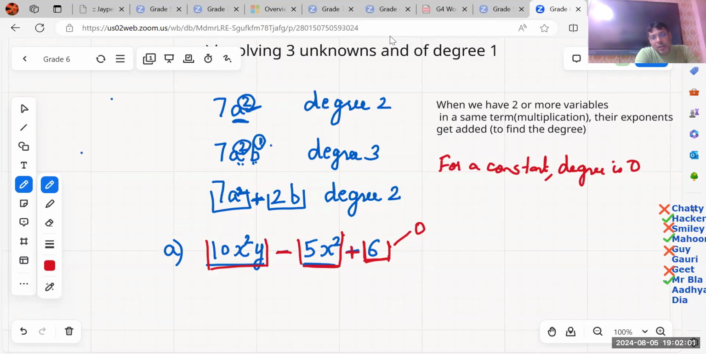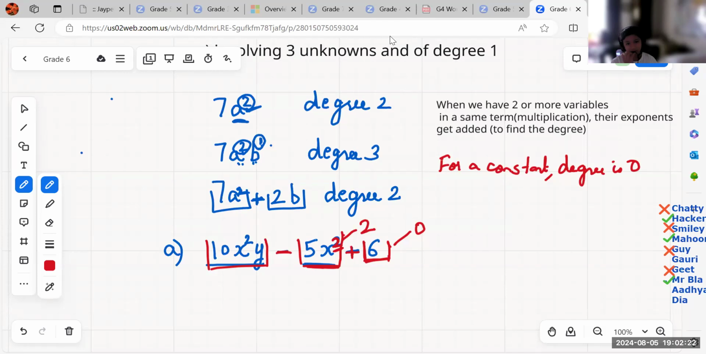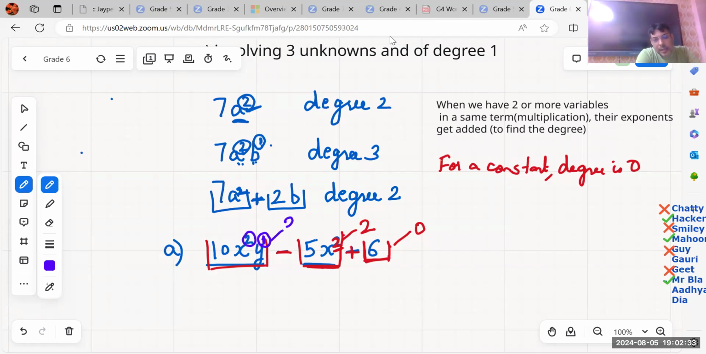Geet, what is the degree of 5x square? Son, the exponent is the degree, look at this. Exponent, so degree is 2. Understood? Okay, sir. So what is the degree of 10x square y, Diya? No, beta, it's not 2, because where nothing is written it is 1. This is 2 plus 1, 3. Now for the polynomial, the degree is 3.